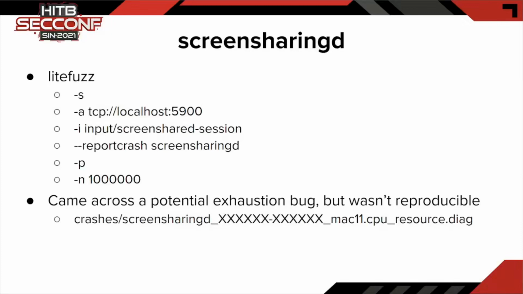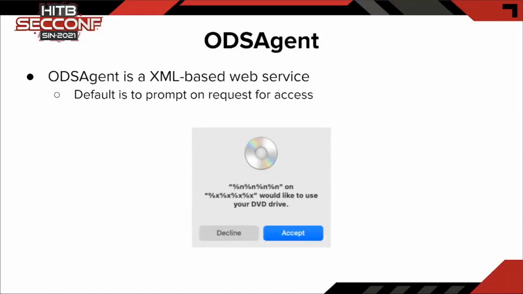And then we have ODS agent. ODS agent is another example we're going to use here. It's an XML-based web service. Essentially, you can use it to share CD and DVD type stuff across the network. The default is to prompt on request for access. Just want to give an example if you want to throw some format string specifiers in there. It seems pretty timely with the Wi-Fi stuff going on with Apple. When you're fuzzing that, you make them across to prompt because it's just asking if the remote person can have access to it. Of course, that can be turned off as well.